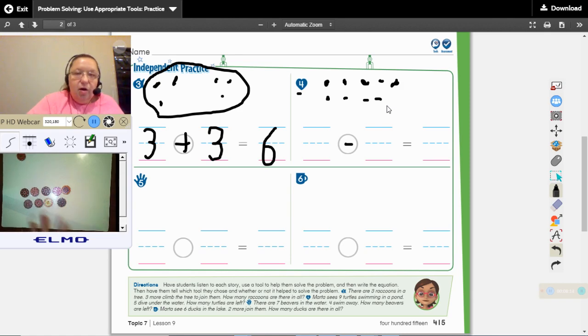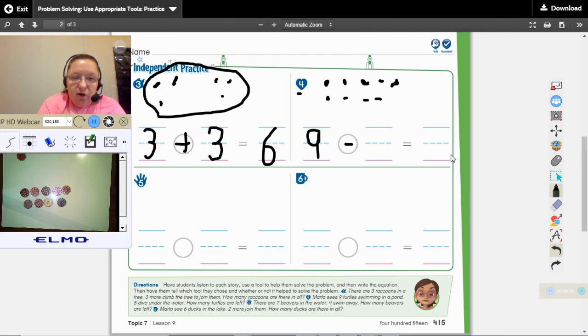9 counters or 9 dots for 9 turtles. Now let's see how many are left. We're beginning with 9, so I'm putting 9 down. We know that some will go away because it says how many are left.